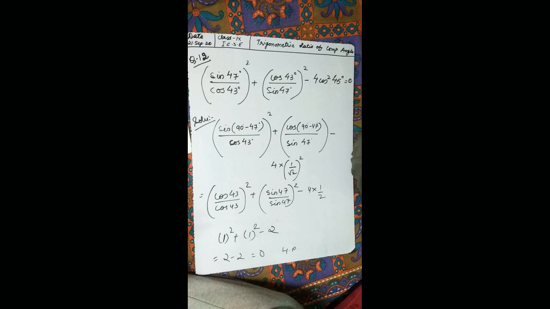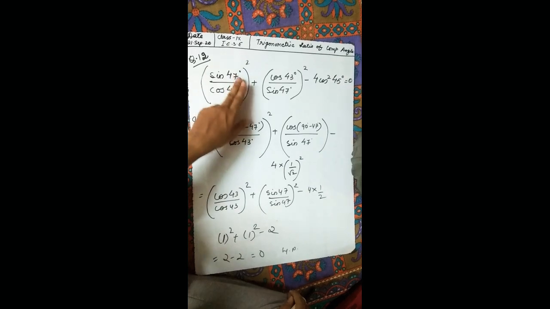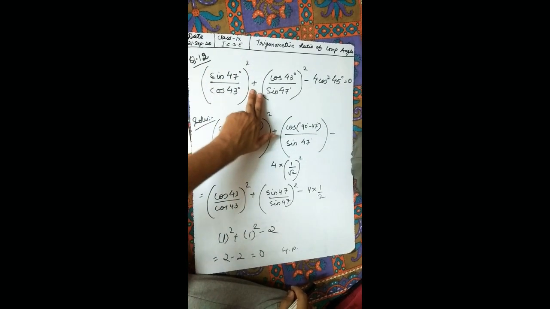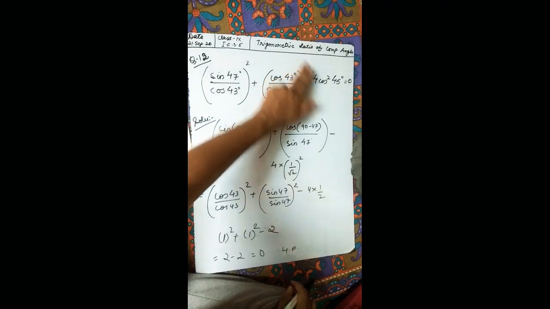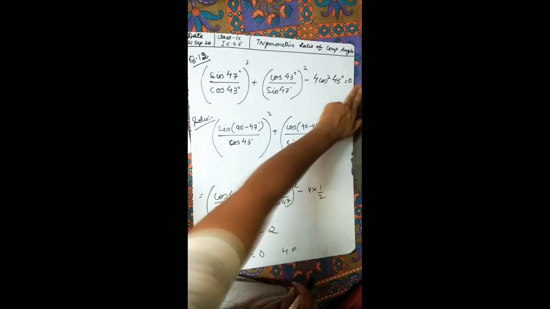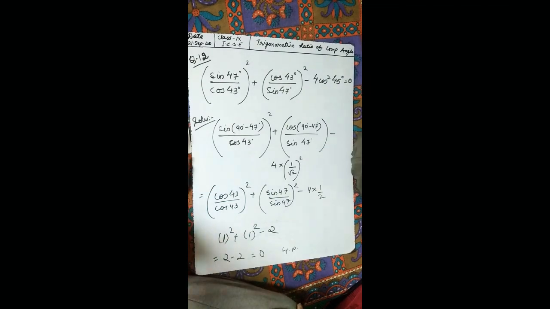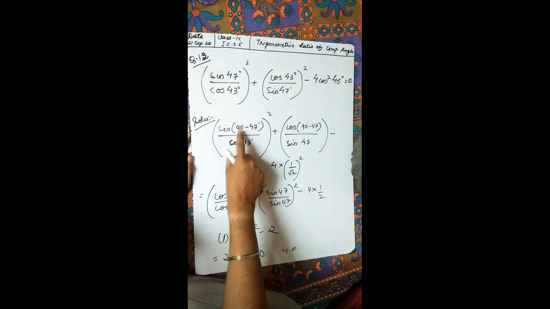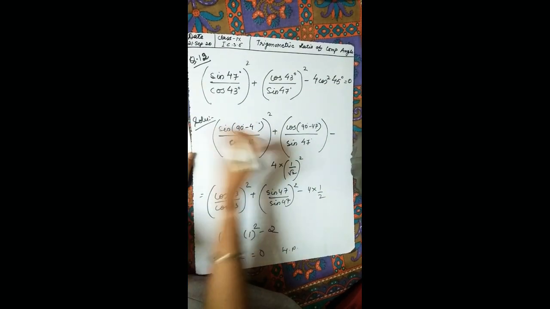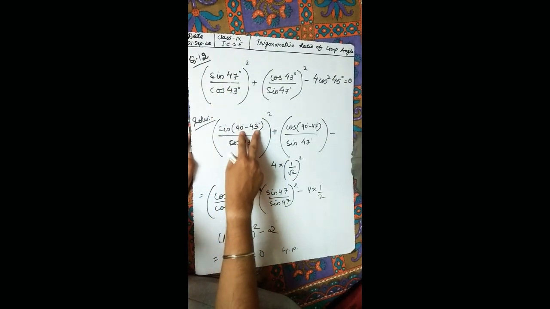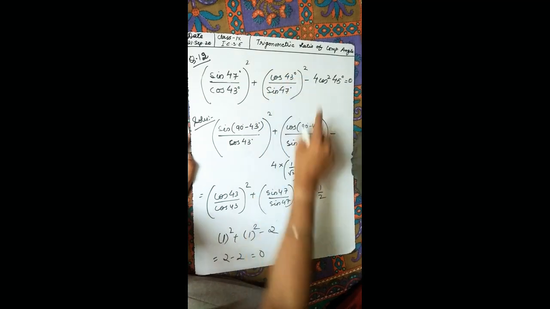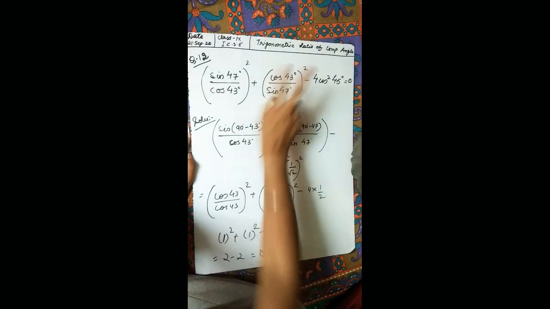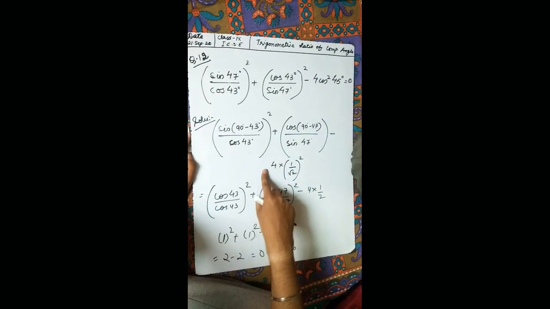Okay, now let us understand the 12th question. You are given (sin 47 upon cos 43) the whole square plus (cos 43 upon sin 47) the whole square minus 4 cos square 45 degree equal to 0. We have to prove it. See, this 47 can be written as 90 minus 43. Can we write like this? Because 90 minus 43 is 47. So sin 90 minus 43. Similarly, cos 43 I am writing as 90 minus 47. 90 minus 47 is 43 only, minus 4 cos square 45.